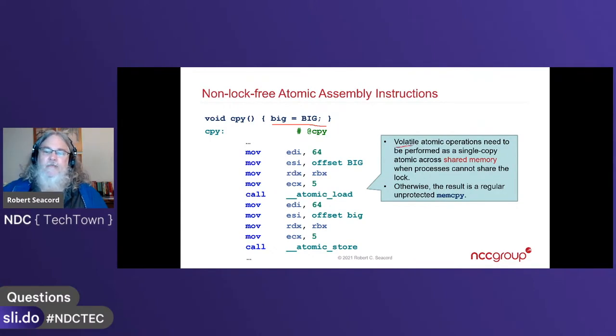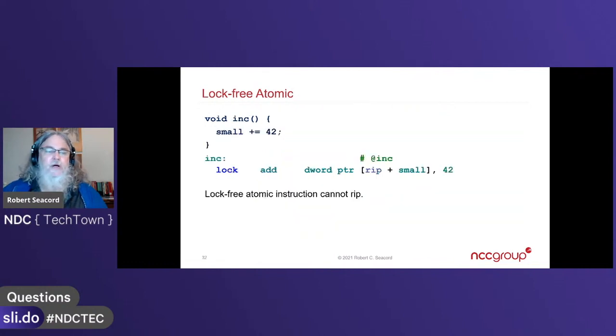So the problem is that a volatile atomic operation needs to be performed as a single copy atomic across shared memory when the processes can't share a lock. Without having the lock-free atomic, you're going to end up with just a regular unprotected memcopy. So this is not what we want. On the other hand, if we have a lock-free atomic, for example, of this integer, we're now assured that this lock-free atomic instruction can't rip, and so to get this volatile atomic behavior, you really need to have lock-free atomics for this to work successfully.